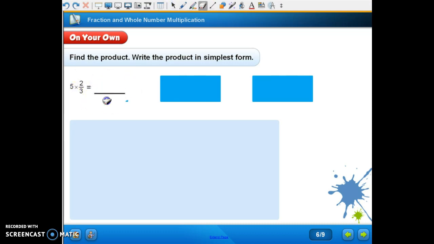This is 5 times 2/3. This is number 5. I rewrite this as 5 times 2 over my denominator. 5 times 2 is 10 over 3. 3 goes into 10 3 times with 1/3 left over.